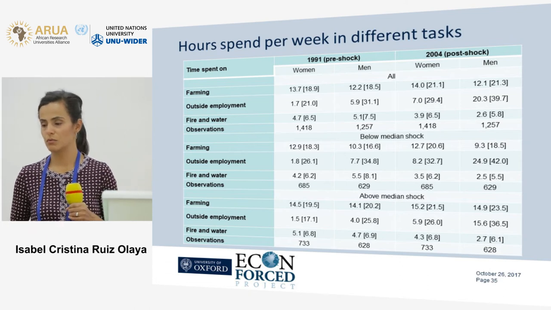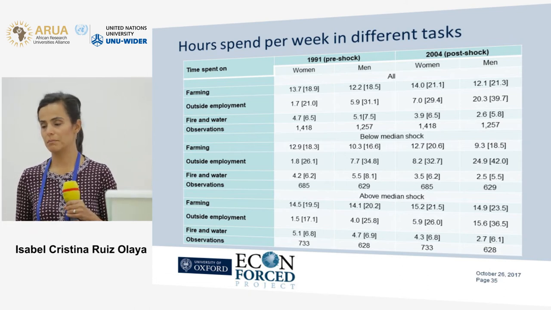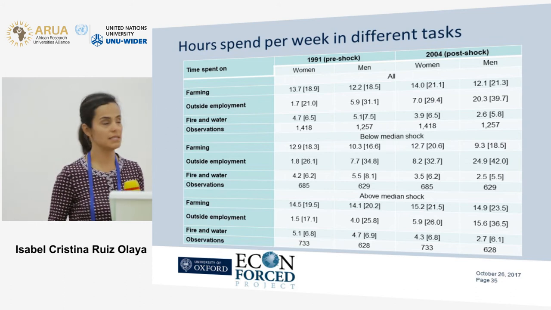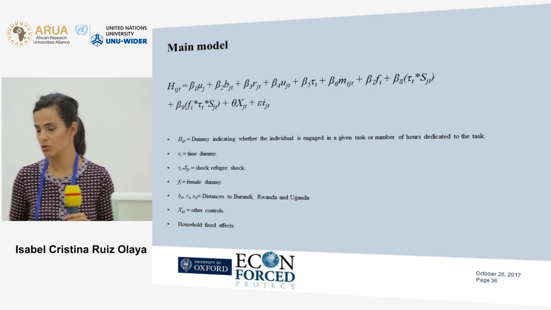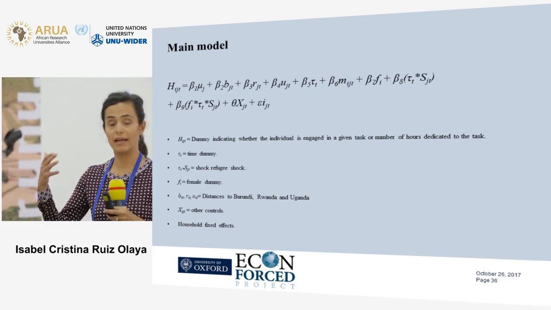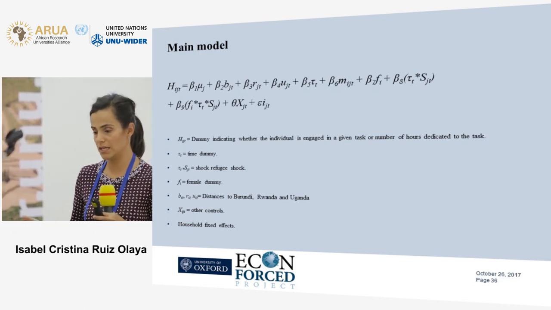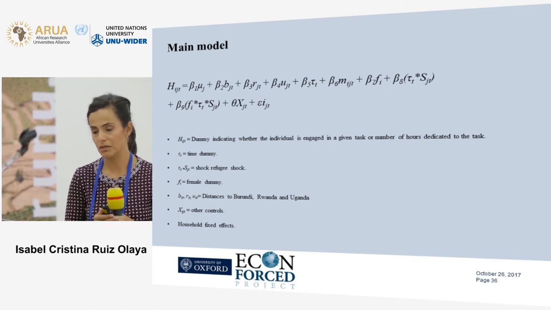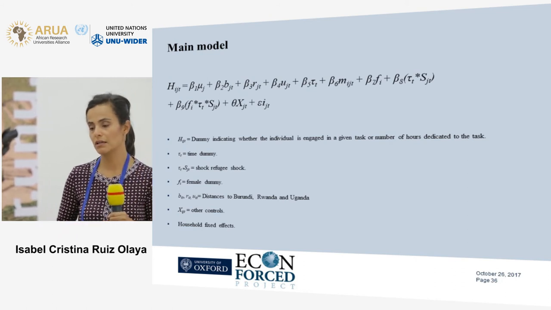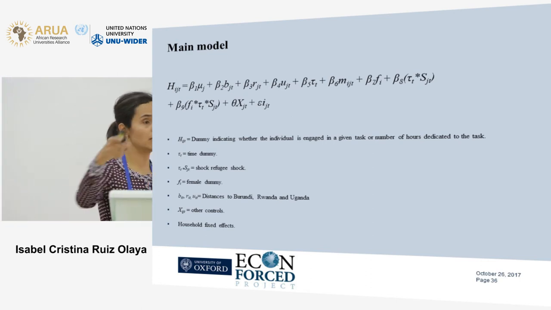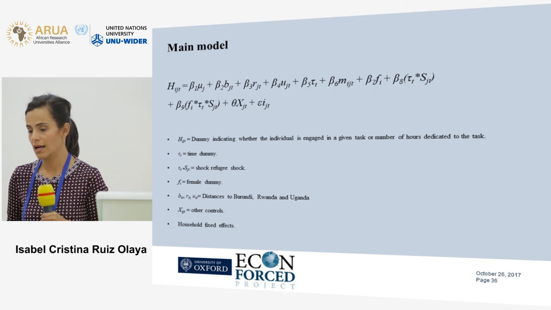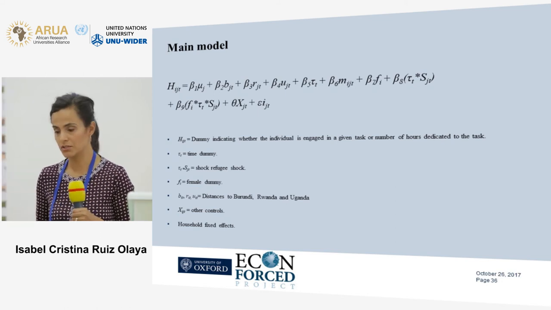We find similar results with hours spent per week in different tasks. And this is what we do. We have a model in which we have a household dummy indicating whether the individual had engaged in a given activity, the ones that I mentioned. We have a time dummy. We have the refugee shock, a female dummy. And we have distance to Burundi, Uganda, and Rwanda as control variables. And then we have many other controls.